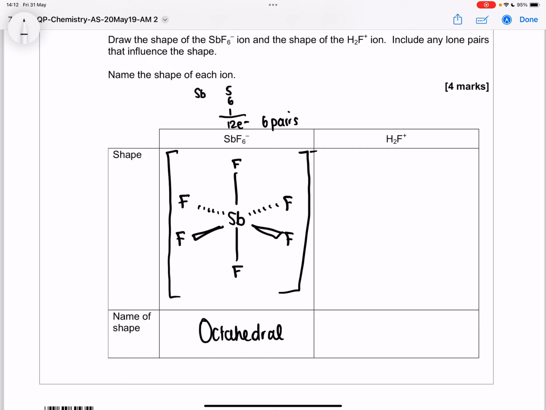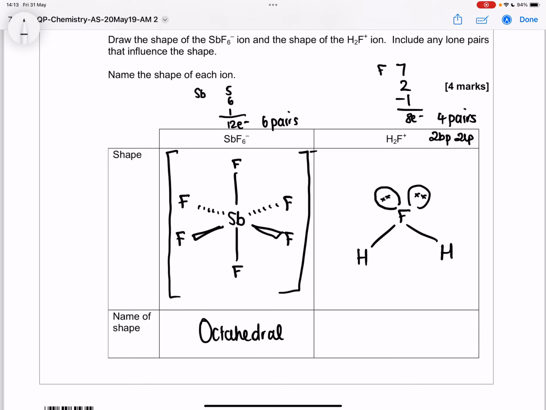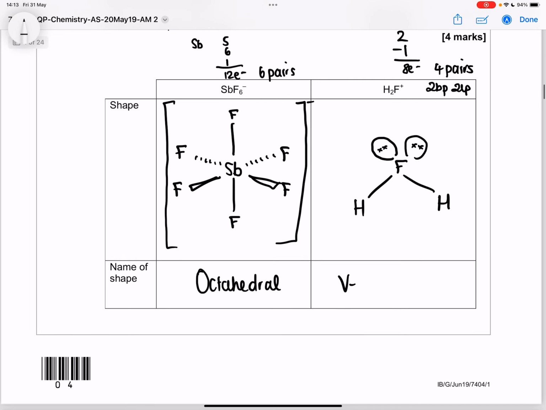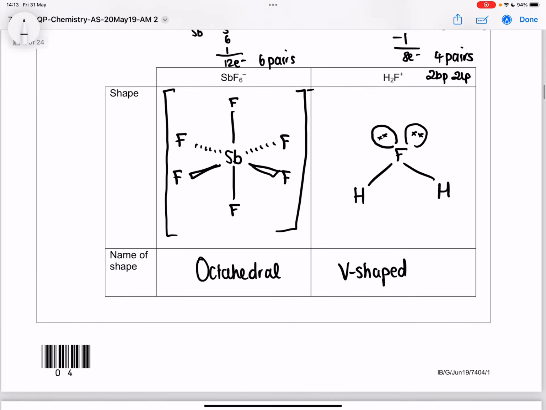Now if we look at H2F+, F's in group 7, 2 hydrogens attached and a +1 charge means we've lost an electron. We add that up, that's 8 electrons or 4 pairs, but we've only got 2 hydrogens to attach, so it's 2 bond pairs and 2 lone pairs. So it's a shape that's based on tetrahedral, but it's got 2 lone pairs where it should have had bond pairs. And so we end up with this V shape, bond angle 104.5, because we've taken the 109.5 and squashed it down by 2.5 for each of those lone pairs.